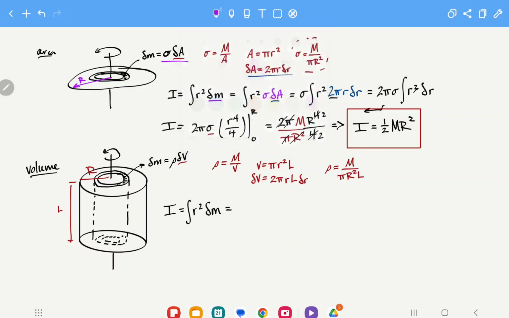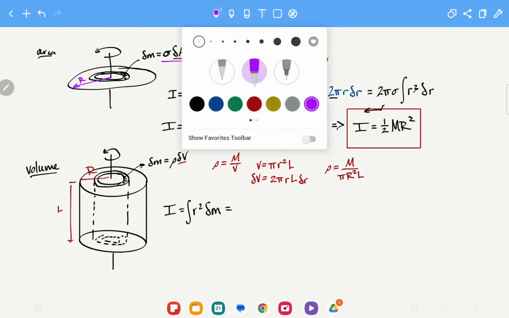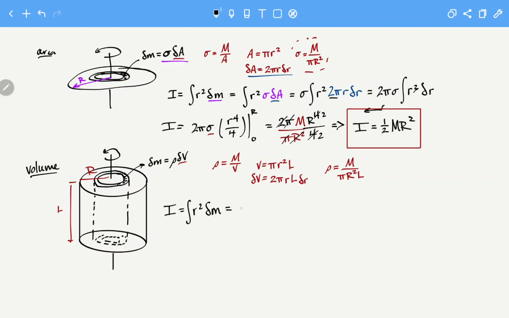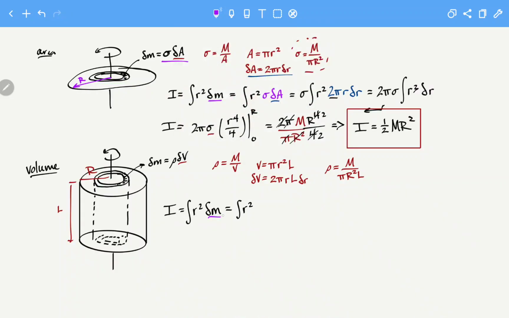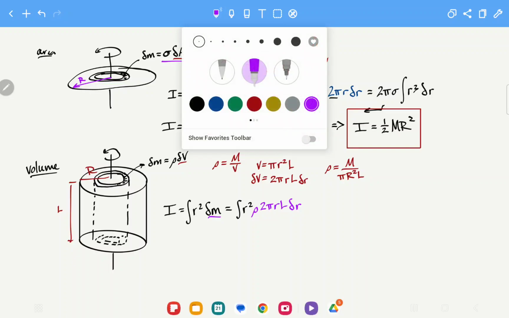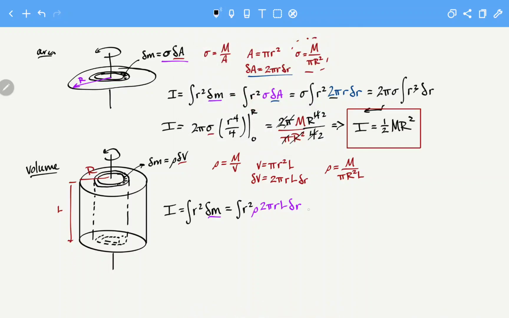So that's going to be equal to, yay, colors. All right. Whoa, I went too fast. Yeah, I jumped the gun. I was just so excited for the colors. R squared, and we're going to replace dm with our definition for dm, which is rho dV, and we know dV is this, so 2 pi r L dr. Okay, so I'm kind of trying to speed this up because you're like, I see where you're going with this. Hurry up. That's kind of what's screaming in my head.